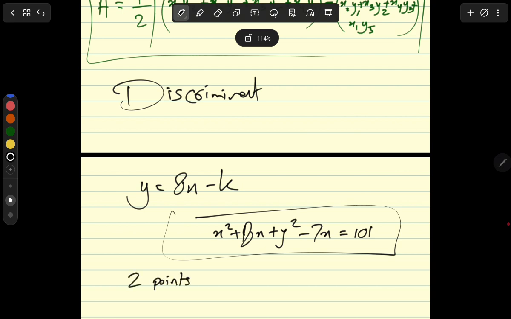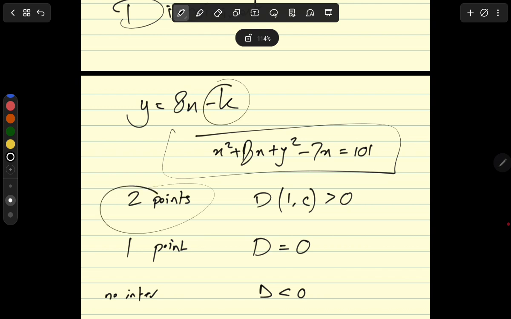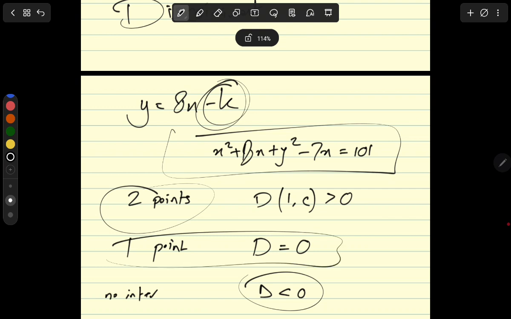If it intersects at 2 points, then the discriminant between line and circle is going to be greater than 0. If this intersects at 1 point, which means that this is tangential, then the discriminant is going to be equal to 0. If there is no intersection, then we will say that the discriminant is going to be less than 0, right? So here you are going to get a range of values of k, here you are going to get a range of values of k, and here you are going to get just one value of k.